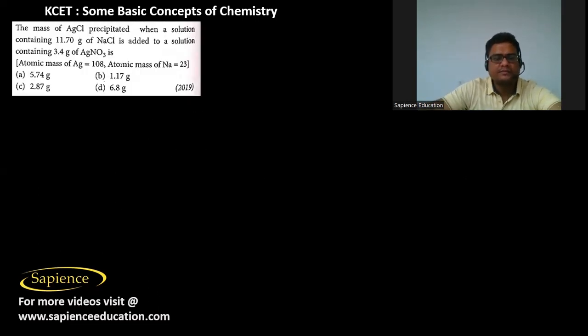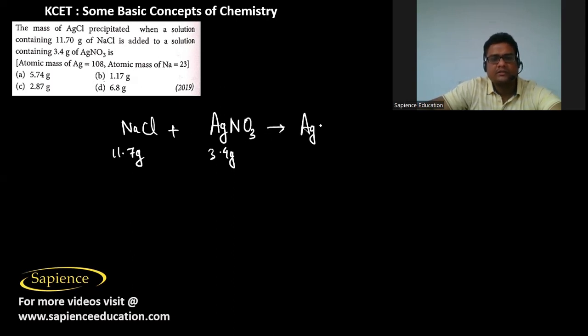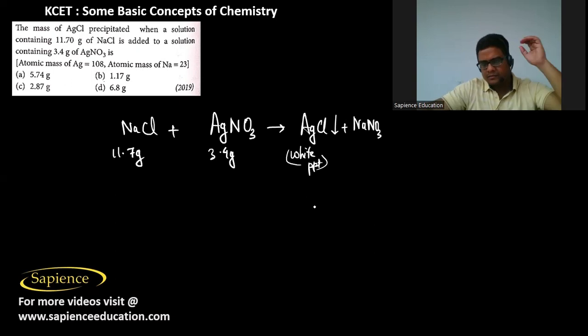Then here it is told the mass of AgCl precipitated when a solution containing 11.7 gram of NaCl is added to a solution containing 3.4 gram of AgNO3. Okay, so it will form AgCl, which is a white colored precipitate, plus it will form NaNO3.